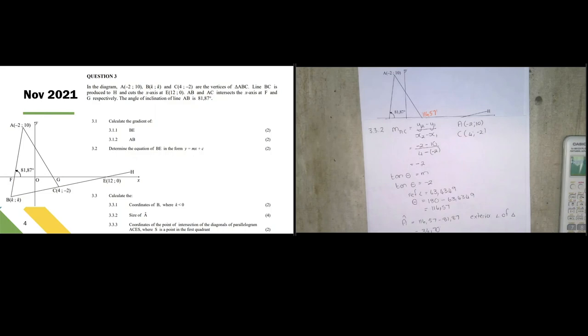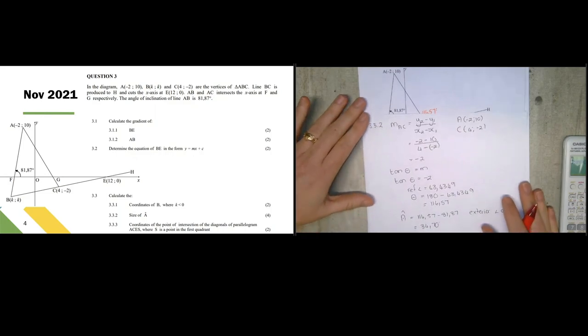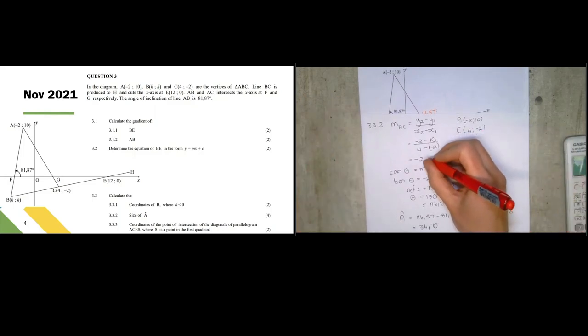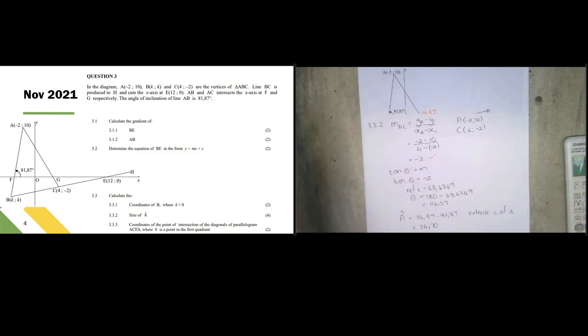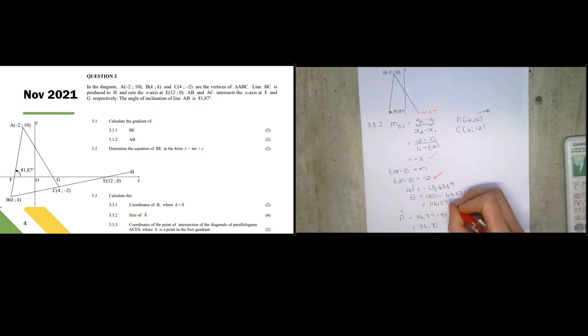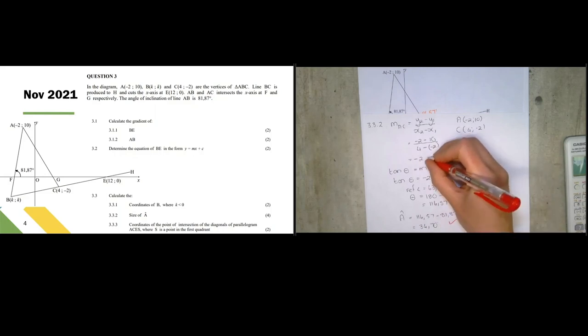So where did they allocate the marks? And you will see this was now a 4-mark question. So where are our 4 marks going? The first mark is for calculating the gradient of AC. Then we have a mark for knowing that you're going to use the inclination angle and put tan theta equals negative 2. A mark for calculating what theta is, and then our final mark for working out angle A with the reason. Please remember to include your reason as well. Do not leave out the reason.